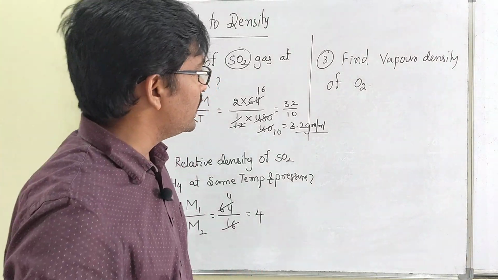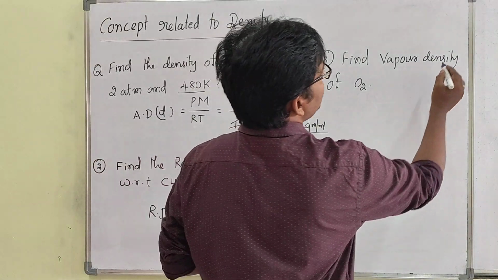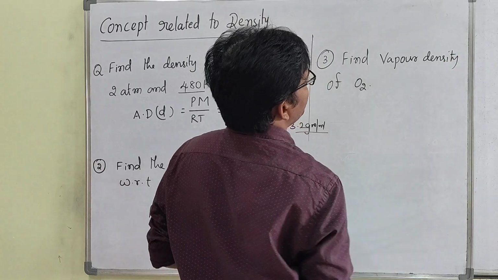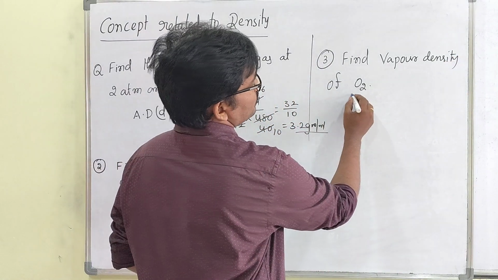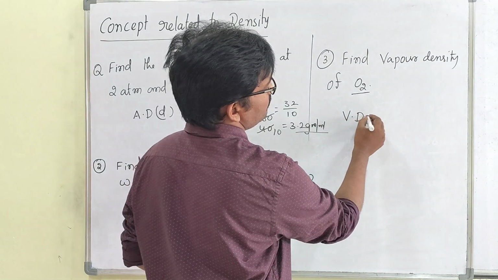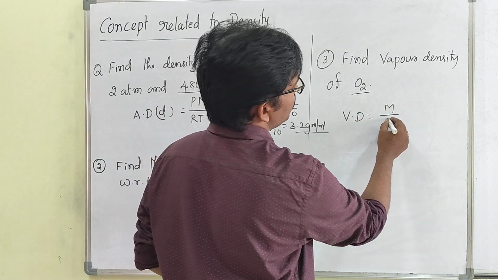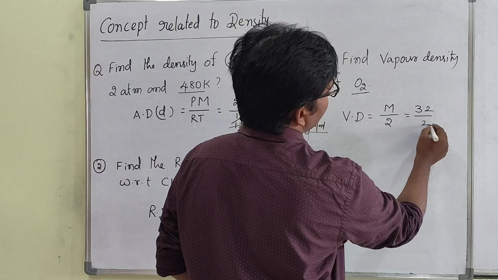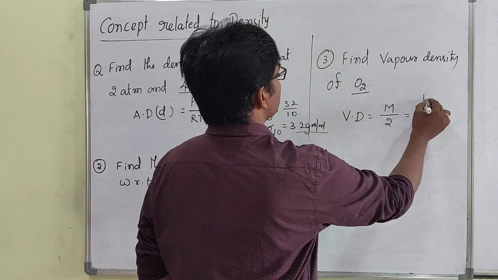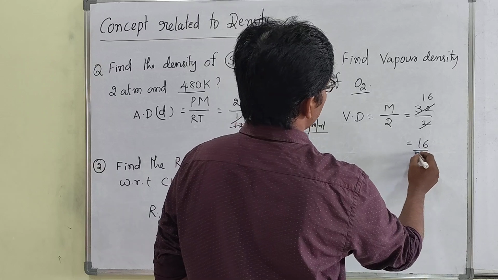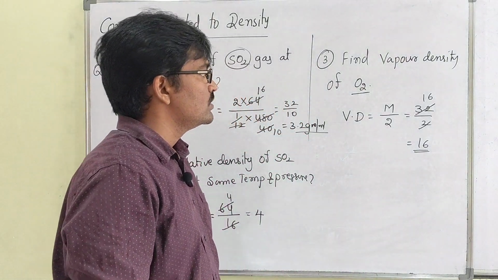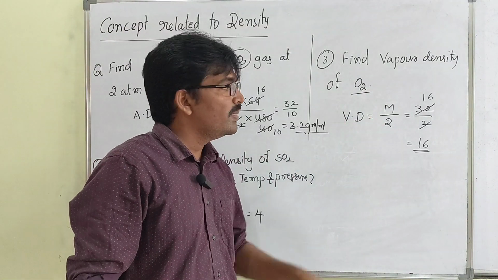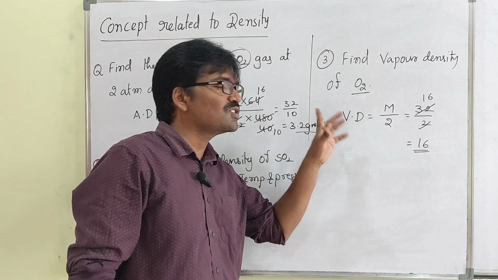Clear, my dear students? So next, the last one: find the vapor density of O2. Sir, to find the vapor density, vapor density equals molar mass divided by 2, I told you. Sir, what will be the molar mass of oxygen? That is 32 divided by 2. Then you can get the vapor density, 16. So 16 is the vapor density. Understand, my dear students? Here, why is molar mass divided by 2 taken? The molar mass of O2 gas and the molar mass of hydrogen gas give the vapor density.